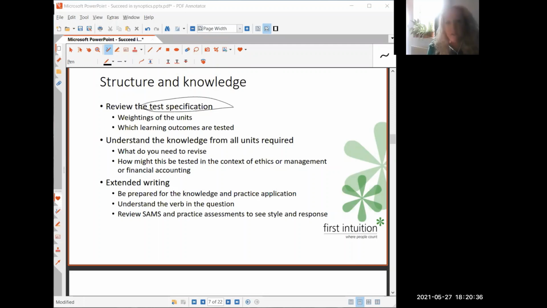We're going to have a look at that extended writing task, and we're going to have a look at verbs. Some of you may have seen some of my sessions that I've done before, or our podcast that we have where I've talked about verbs. It's something which I do have a bit of a bee in my bonnet about. Understanding the verb and addressing the verb in your answer is absolutely important. We're also going to have a little look at what you get in the SAMS documents. As part of looking at the extended writing tasks, I'm going to pick up on the usefulness of the SAMS and the practice assessments that you've got available to you to prepare.